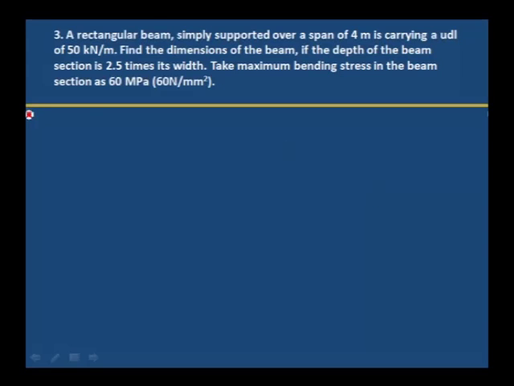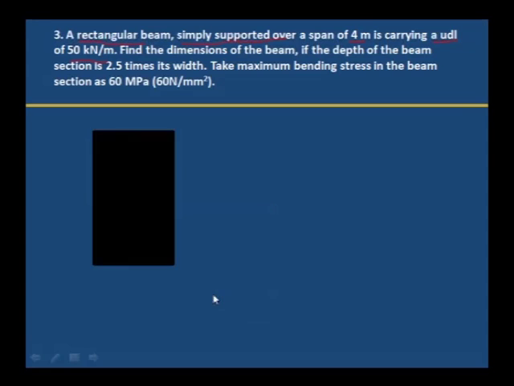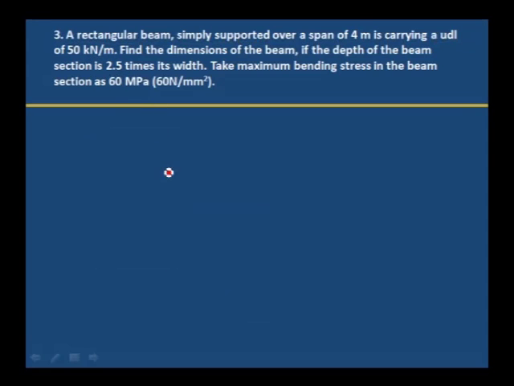Let us take example number 3. In the previous session, I solved 2 problems in which we determined the load. This is problem number 3, where a rectangular beam, simply supported, has a span of 4 meters, carrying a uniformly distributed load of 50 kilonewton per meter. That is, a simply supported beam carrying a uniformly distributed load throughout its span. Find the dimensions of the beam.